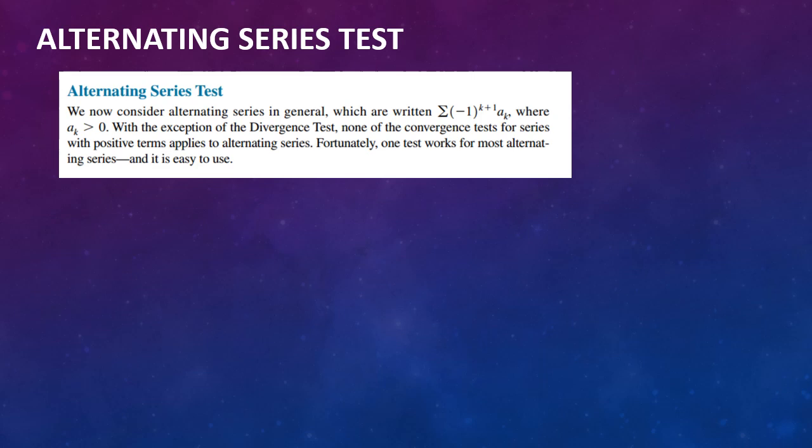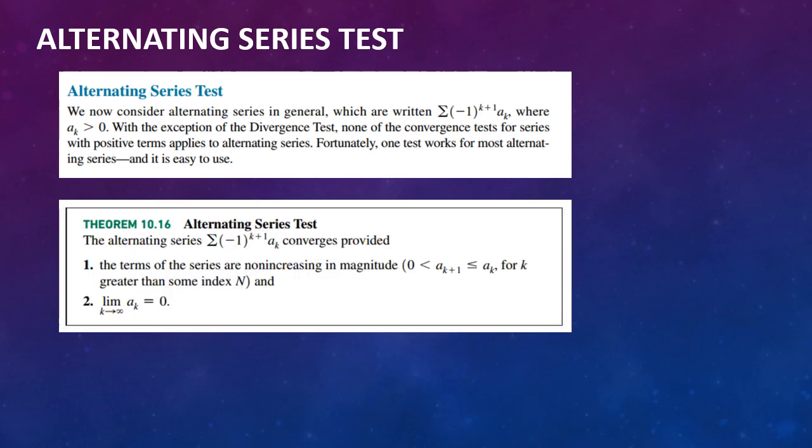We now consider alternating series in general, which are written as the summation of negative 1 to the k plus 1 times a sub k, where a sub k is greater than 0. With the exception of the divergence test, none of the convergence tests for series with positive terms applies to alternating series. Fortunately, one test works for most alternating series, and it's easy to use. The alternating series test, Theorem 10.16.